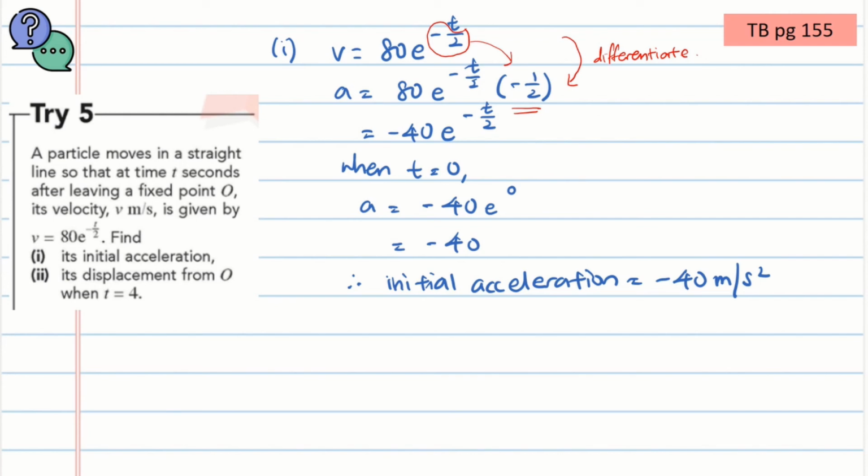So initial acceleration is what we want to find. Therefore, t is equal to 0. Substituting it into here, I will find that we have negative 40 e to the power 0. Be very careful, e to the power 0 is equal to 1. It's not equal to 0. It's a very common careless mistake. Hence, the initial acceleration will be negative 40 meters per second squared.